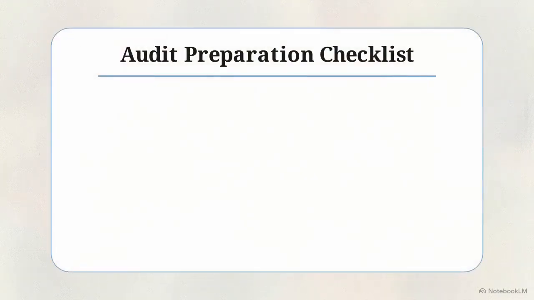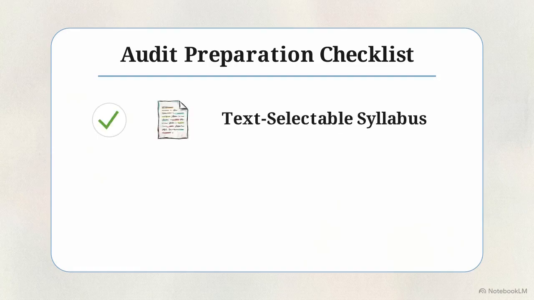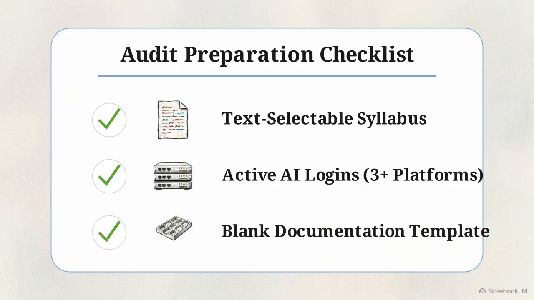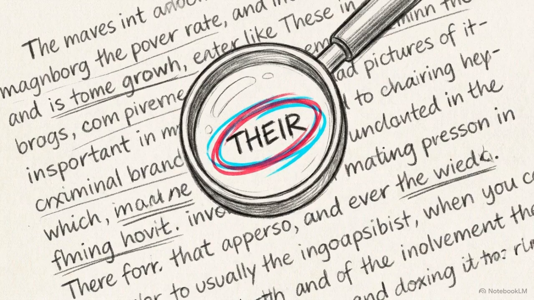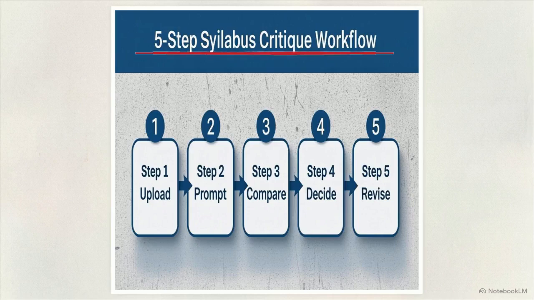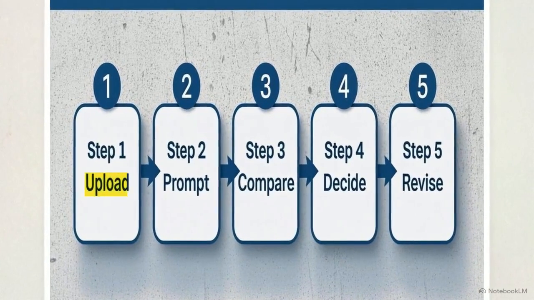Before starting this audit, gather 3 things: a text-selectable version of your syllabus, active logins for at least 3 different AI platforms, and a blank documentation template. Running this audit catches the errors you can no longer see. Catching those errors before the semester begins directly reduces student confusion and cuts down on the anxious emails flooding your inbox in week 1.